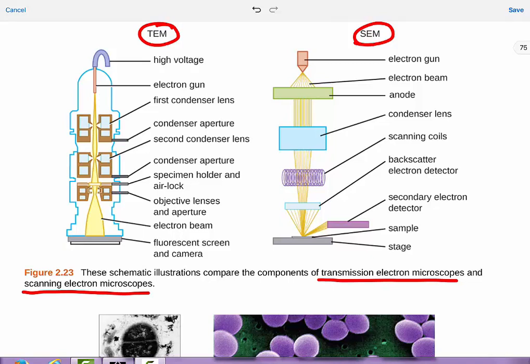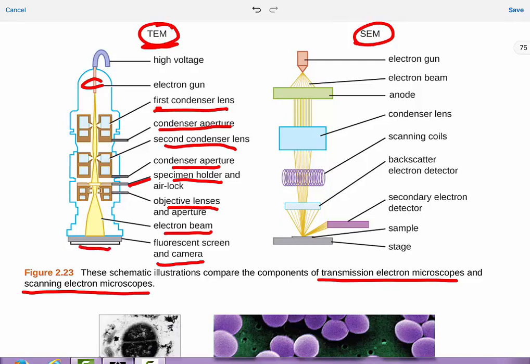We don't have to go through every single section here, but you can see we've already looked at the TEM. This is just a little bit of a different diagram. We have our electron gun, then our condenser lenses, our condenser apertures, another condenser lens, another aperture. We have our specimen holder and the airlock. Then we have our objective lenses and aperture, then the electron beam coming through, and then our fluorescent screen and camera here.